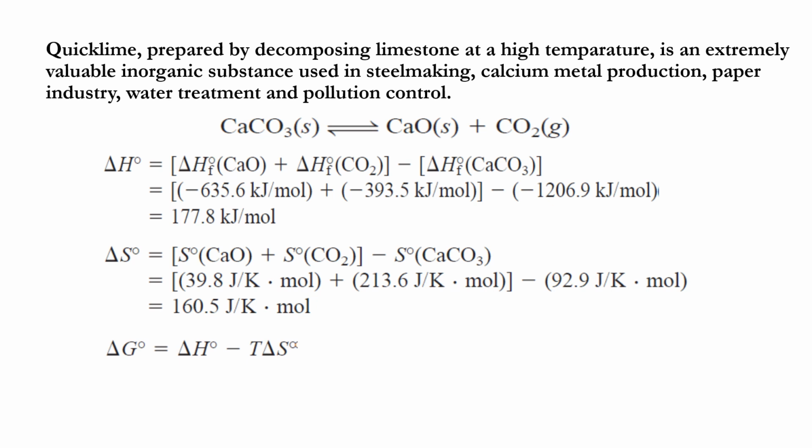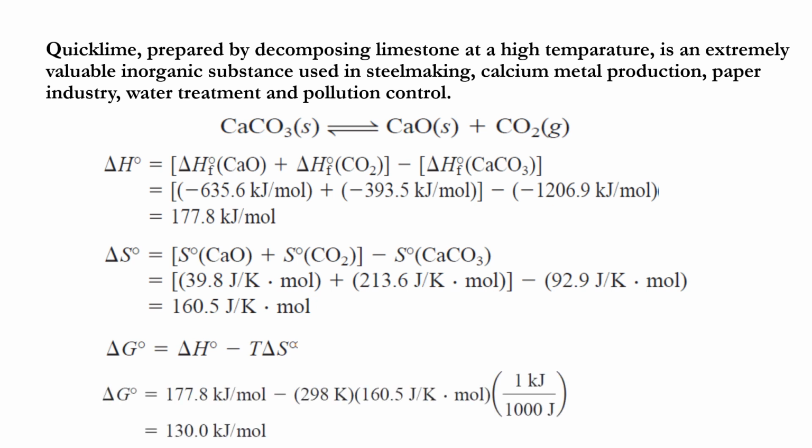Using now the equation for the change in free energy of the reaction, we have the equation: change in enthalpy minus temperature of the system times the change in entropy of the system. Substituting now the calculated change in enthalpy, 177.8 kilojoule per mole, minus 298 Kelvin, which is 25 degrees Celsius plus 273 to convert 25 degrees Celsius room temperature to Kelvin. So that will give you 298 Kelvin.